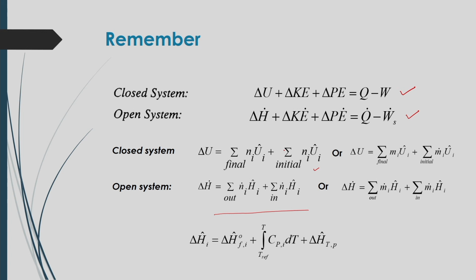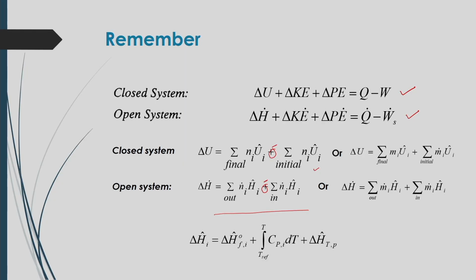So, here you have to subtract the initial or inlet term, so instead of plus it will be negative. Whereas, if there are multiple inlets, then you have to sum up all the components for each stream. In this way you have to calculate the enthalpy for a particular component.